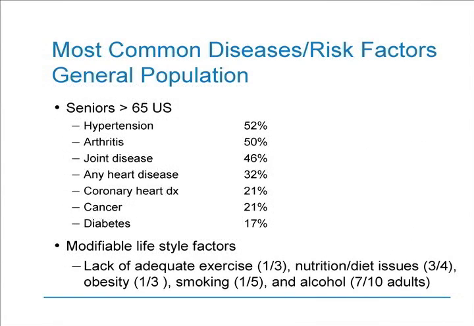If you ask the question, what are the most common diseases in the general U.S. population that's aging, this slide lists them in order, with high blood pressure, joint disease, heart disease, and cancer being the most common diseases. Often, the risk for those diseases is related somewhat to modifiable lifestyle factors, and the prevalence of lifestyle factors is listed at the bottom, such as lack of adequate exercise in 1/3 of the population, obesity in at least 1/3 of the population, and smoking cigarettes in about 1/5 of the population.